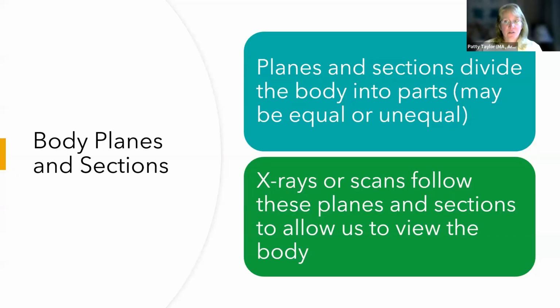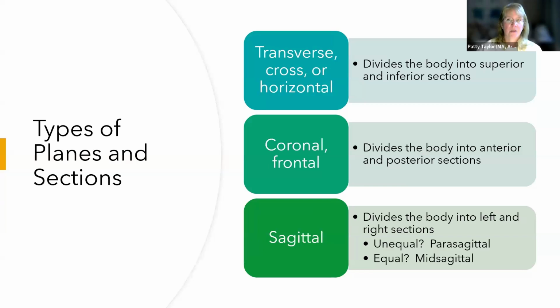So body planes and sections are simply sections of the body, often done during, say, imaging, for instance. When we're talking about a section or a plane, these may be allowing us to see body parts or organs that we might not be able to see from the surface. Sometimes these body parts are going to be divided along a plane that creates equal sections, maybe unequal sections. The only case that really matters for that is for a sagittal section. So let's walk through the three types of planes and sections.